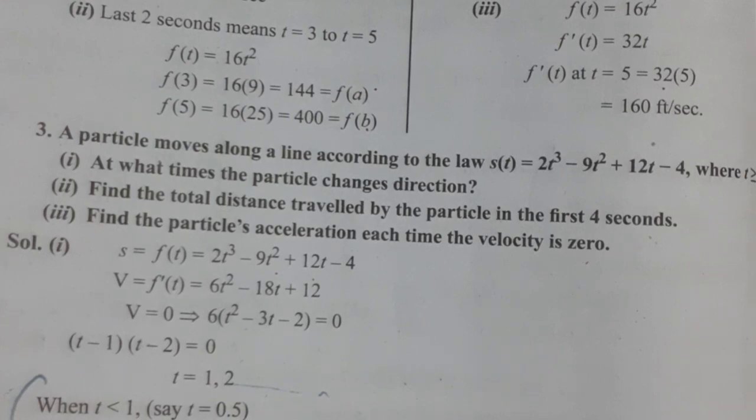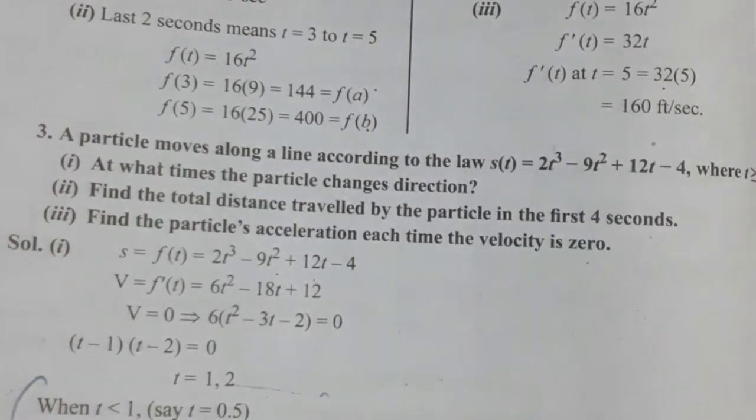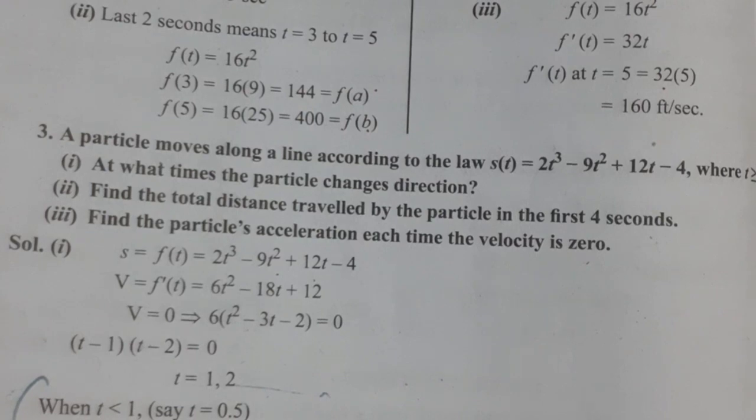The question is asking to find the total distance traveled by the particle after 4 seconds. The first question asks at what time the particle changes direction: between 1 and 2 seconds. Next, we find the total distance traveled after 4 seconds, which is the modulus of s of 0 minus s of t, over 0 to 1 and 1 to 2, because t is less than 1 and t is greater than 2.